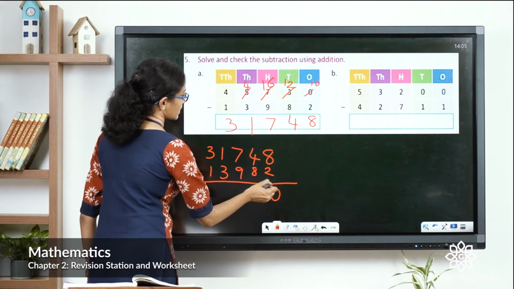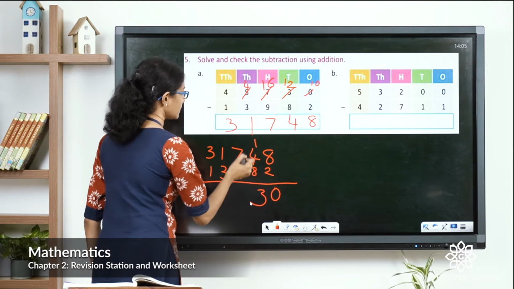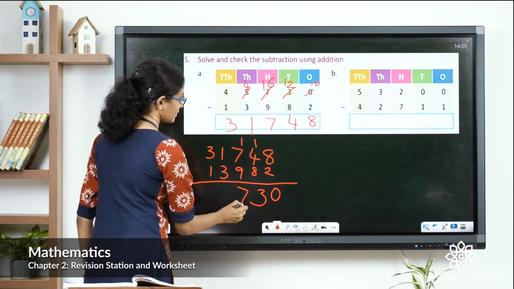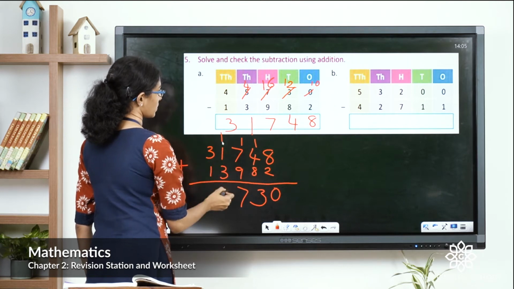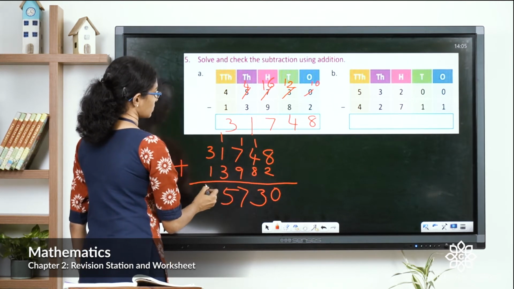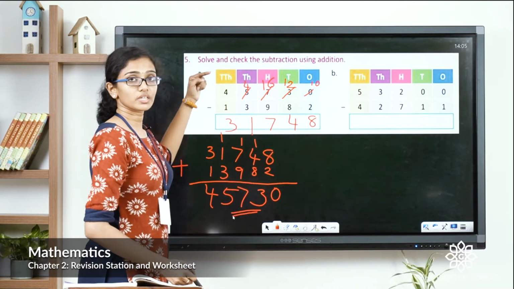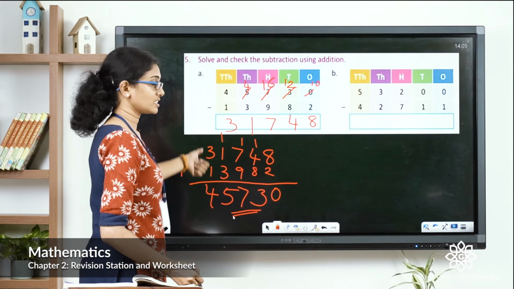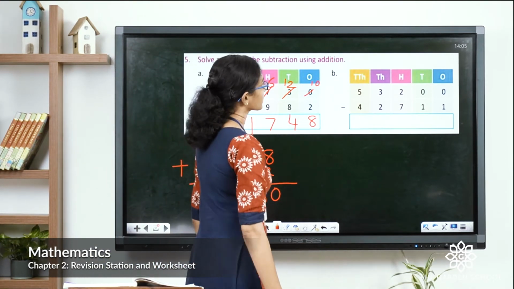8 plus 2, 10, carry over 1. Now here 8 plus 4, 12 plus 1, 13, carry over 1. Here it is 17, carry over 1. Now 3 plus 1, 4 plus 1, that's 5. 3 plus 1, 4. So 45,730, which is the minuend. So the subtraction was done correctly. Now let's see the second one.